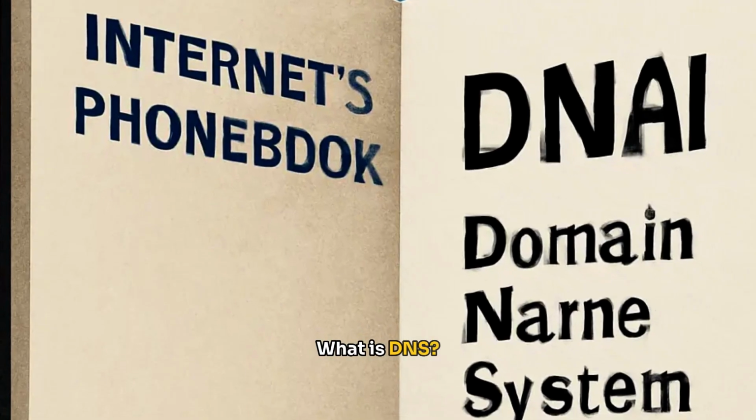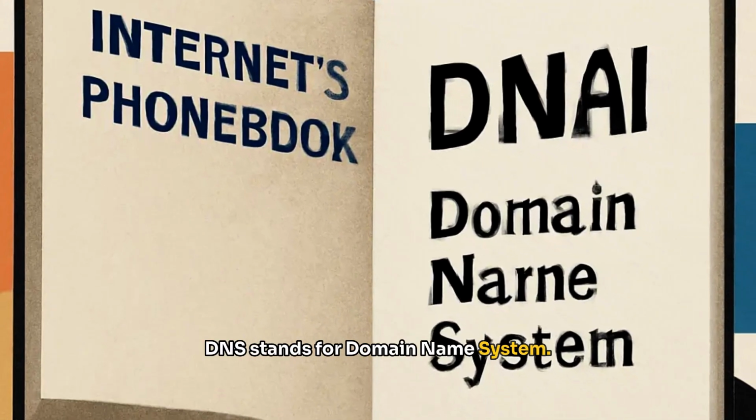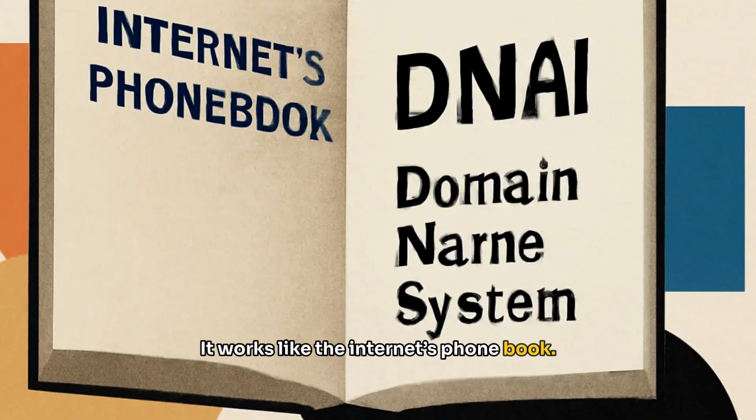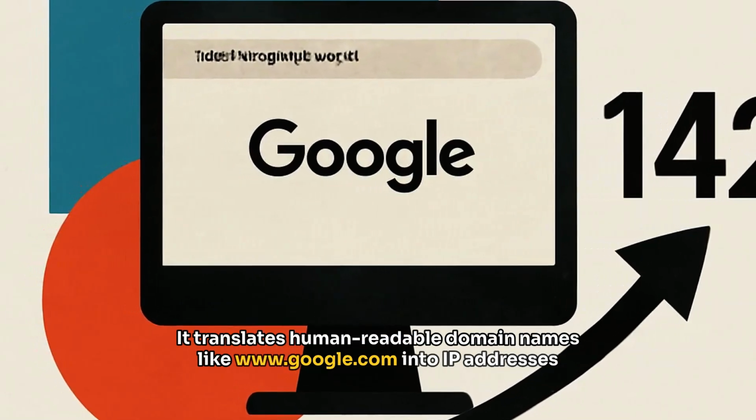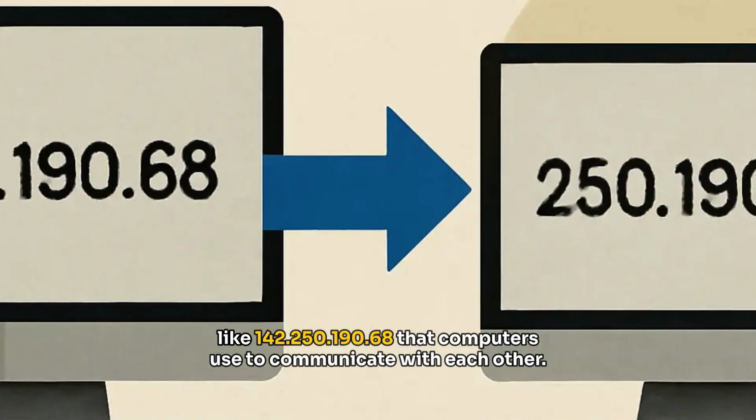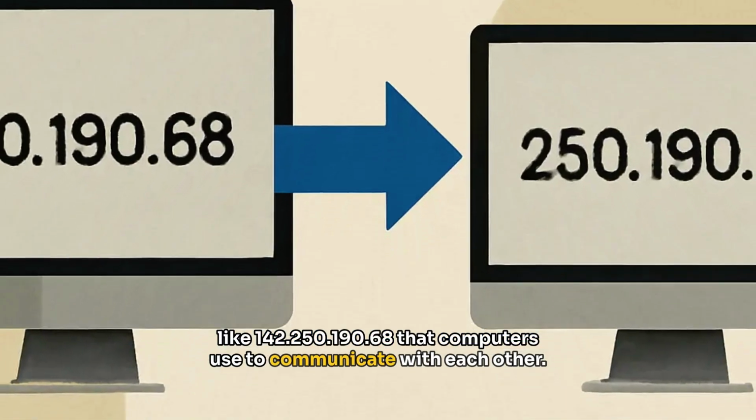What is DNS? DNS stands for Domain Name System. It works like the Internet's phone book. It translates human-readable domain names like www.google.com into IP addresses like 142.250.190.68 that computers use to communicate with each other.